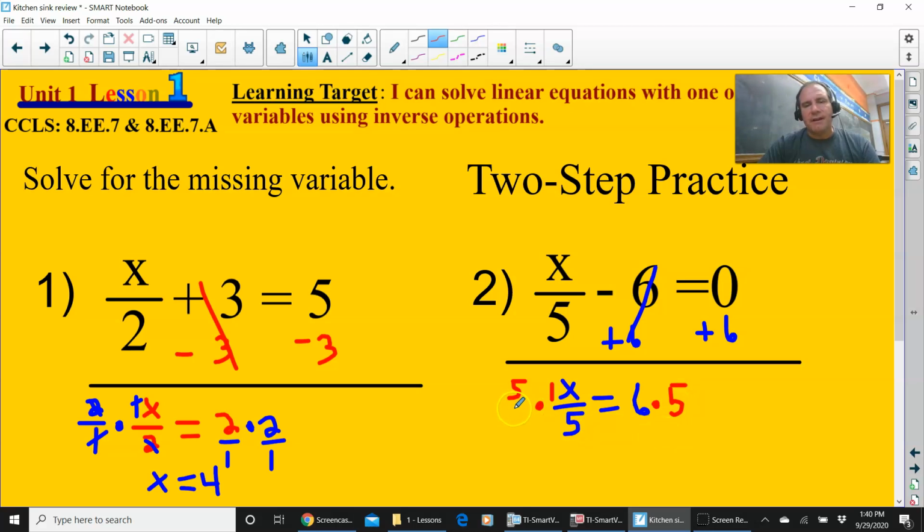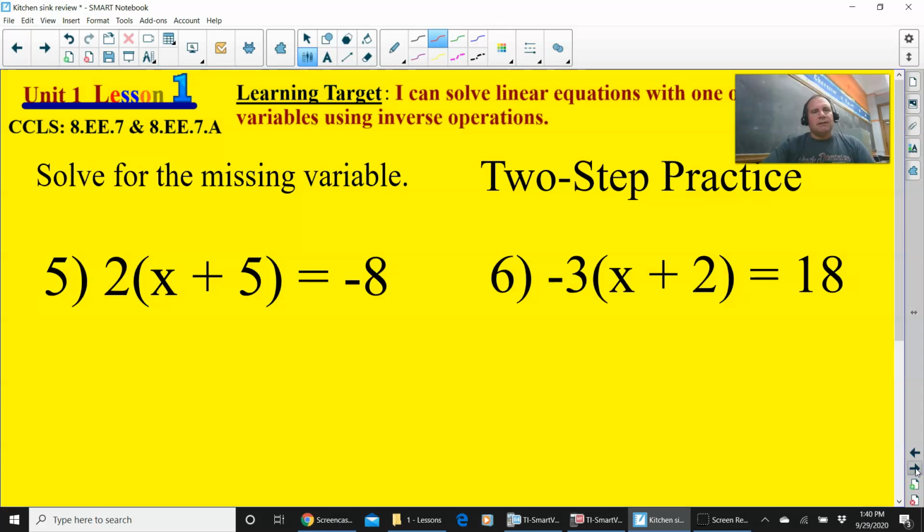If you multiply by 5 on both sides, this cancels with this, and x comes down. And 6 times 5 is 30, and that is your answer. Not bad, not bad. So going on to distributive property, and these are the last two that we are going to take. Going on with distributive property, we're going to take a look at number 5 and number 6.